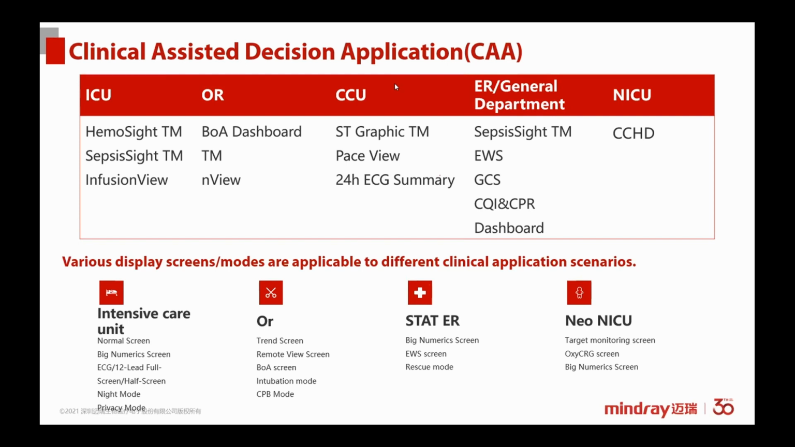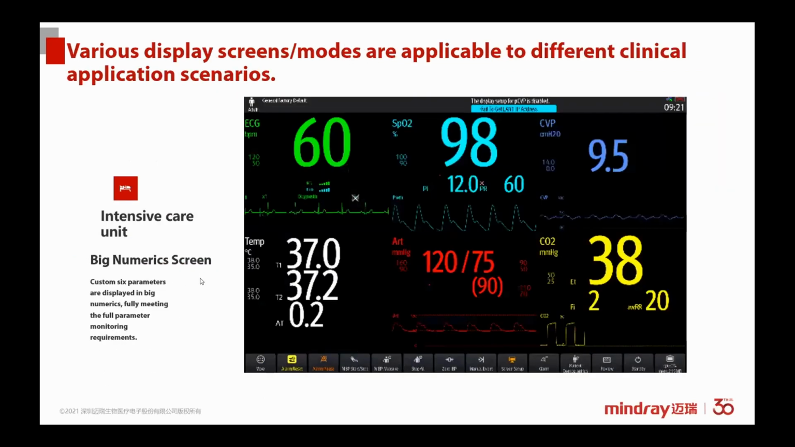Also, we have the various display screens for different departments. For example, in ICU, we also need to use the normal screen, big number screen, ECG, and 12 lead full screen like that. So we can take ICU as an example. First, here is our big number screen. For this one, the benefit is that even if you are far away from the patient monitor, you can see the parameters clearly.